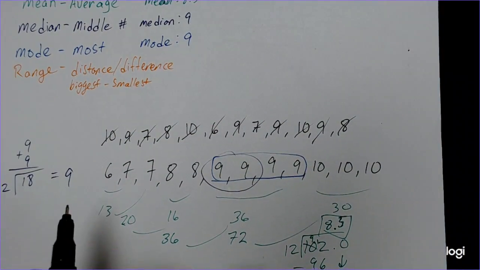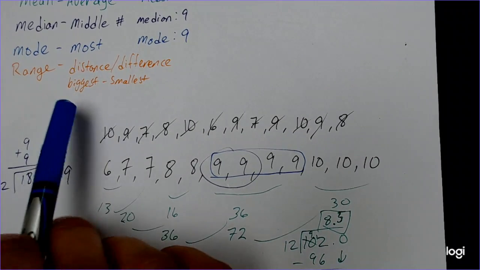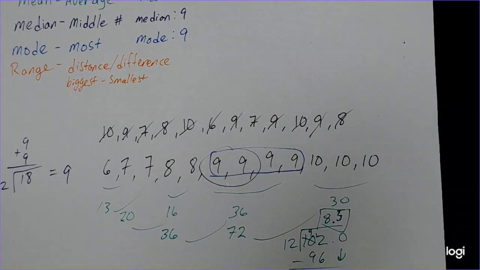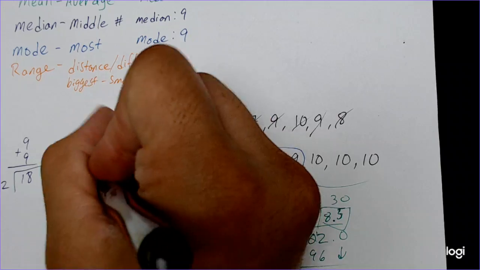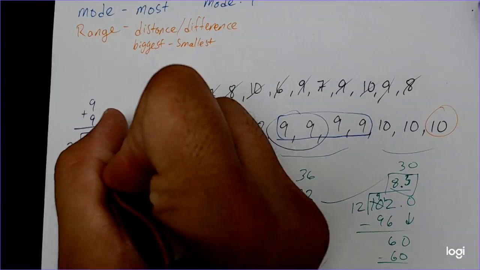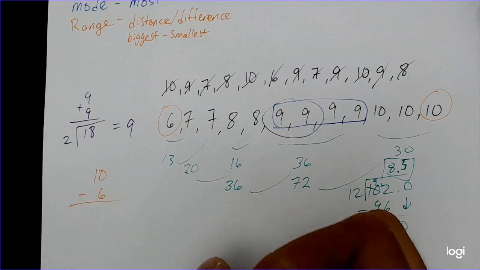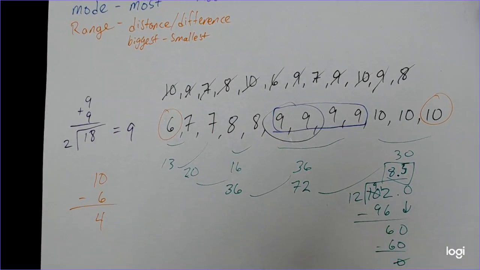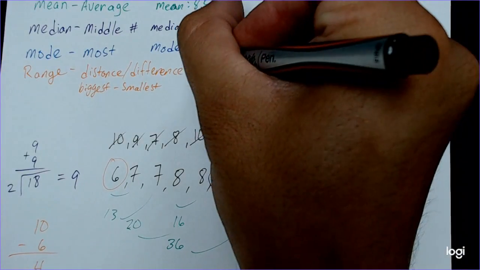Okay, now last thing, let's talk about the range. Remember, range is the biggest number minus the smallest number. So I go to my data. I'm going to look at the number on the left, the smallest number. I look at the number on the right, the biggest number, and I do 10 minus 6. My answer is 4, so my range is 4.